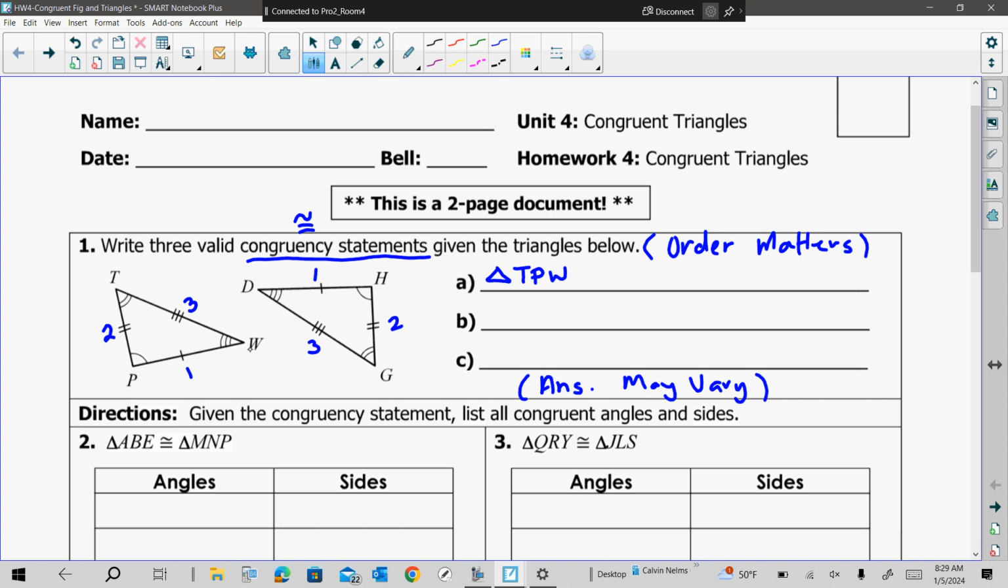So if I go TPW, how do I write 2 to 1 on the next triangle? GHD. Yep. GHD.